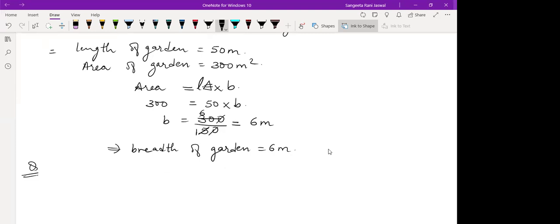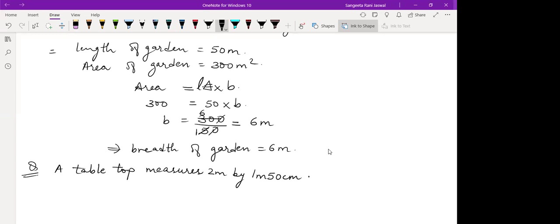Okay, so let's take another question. A tabletop, means this your study table, the top part of the table. The tabletop measures 2 meter by 1 meter 50 centimeter.